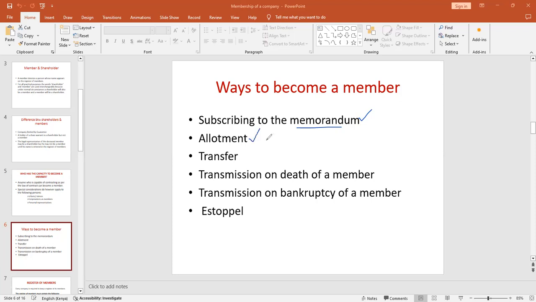Allotment, okay? In this case, you want to buy shares. So we'll see this one. You place an order. By the way, we'll talk about shares in a few minutes, but just in case I forget that question, how do you buy shares?